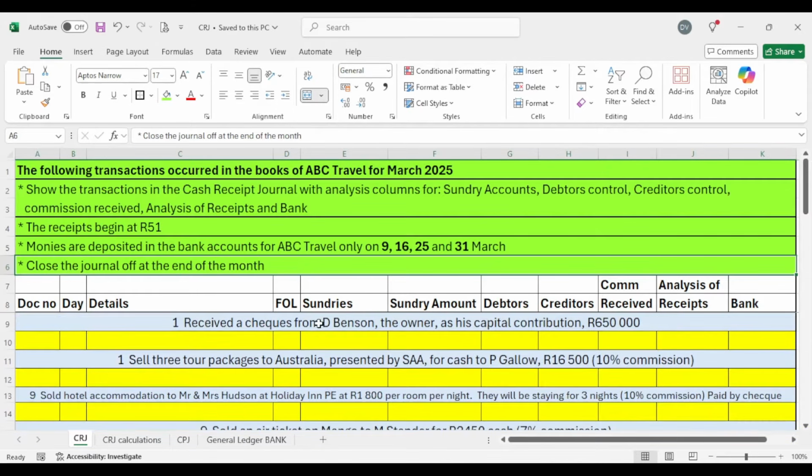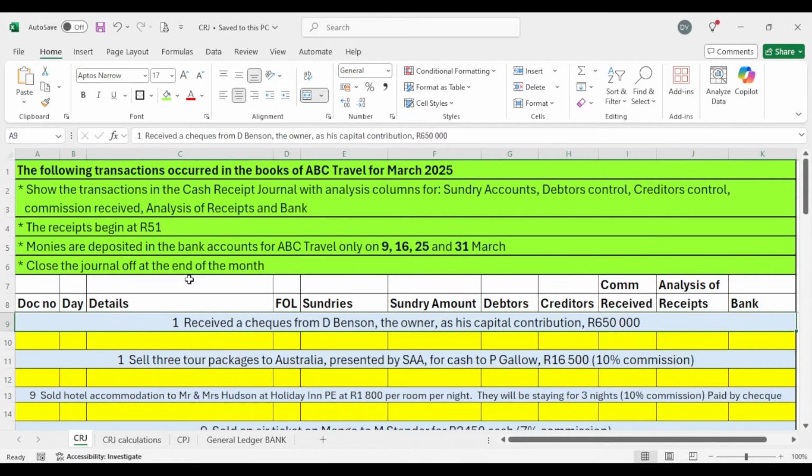I've pre-typed the transaction, which basically is the question, and I'm going to fill in the answer in the yellow line. I hope that helps you to see nice and clearly. Right, it says on the 1st of the month, you'll see the number 1 there. You received a check from D. Benson, the owner, as his capital contribution.